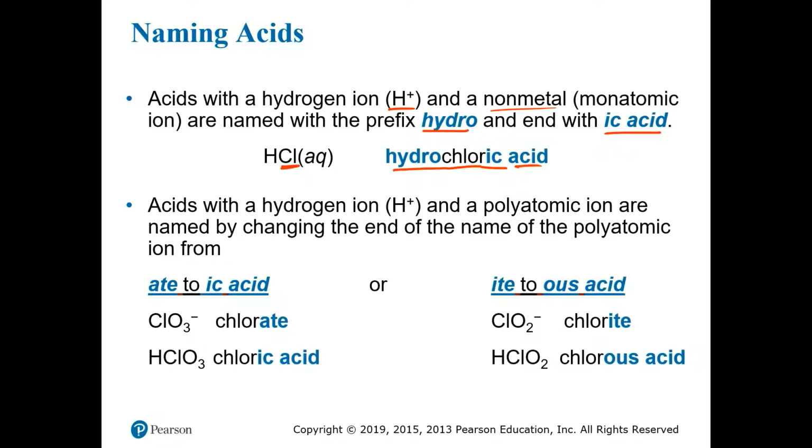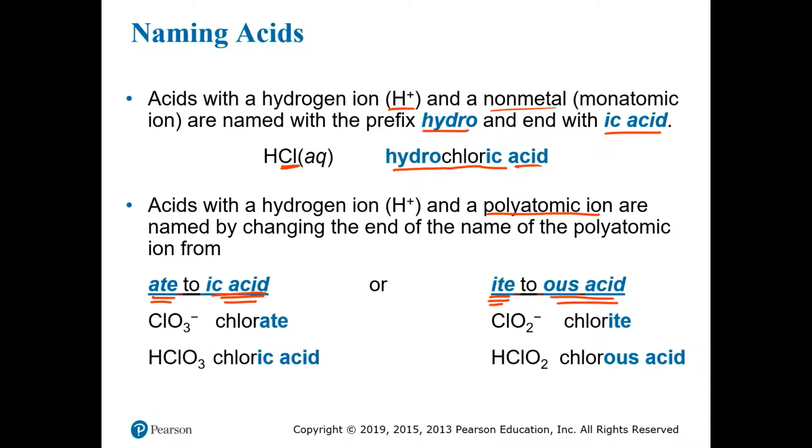The other type of acid are ones that contain a hydrogen ion and a polyatomic ion. Since these polyatomic ions are usually oxygen containing, these are also called oxoacids sometimes. So these acids are named by taking the name of the polyatomic ion and changing the ending depending on what it is. So if the polyatomic ion ends in ATE, then the ending gets changed to ic acid. If the polyatomic ion is ITE, then it gets changed to us acid.